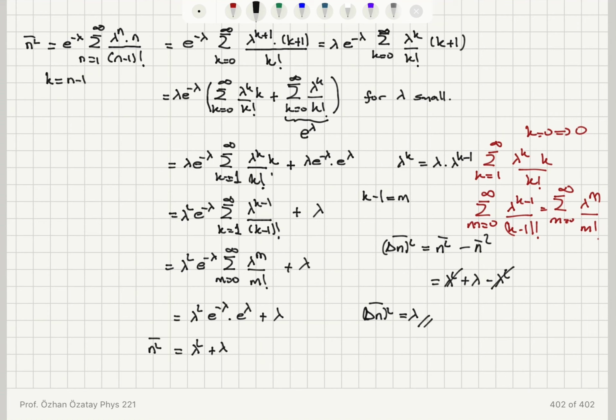So that gives me lambda square plus lambda for n square bar. For n bar square, I have lambda square, so the variance is indeed lambda at the end. So this conversion from k to m should be done after considering the k equals 0 value in the summation. So that would be the proper way to do this.